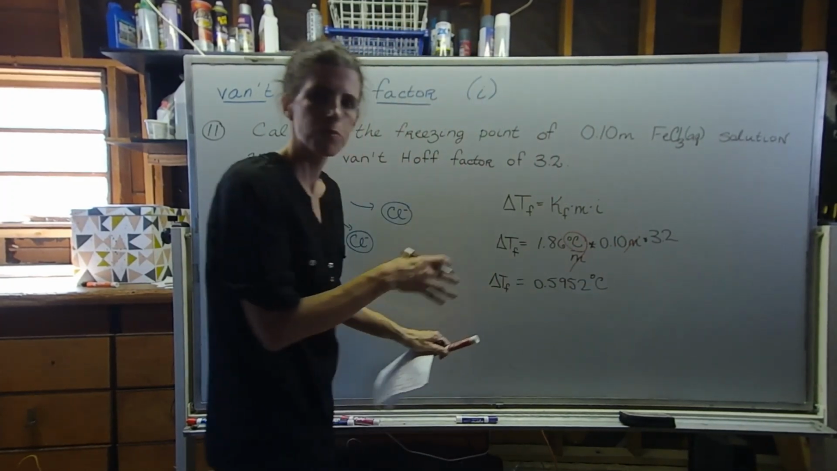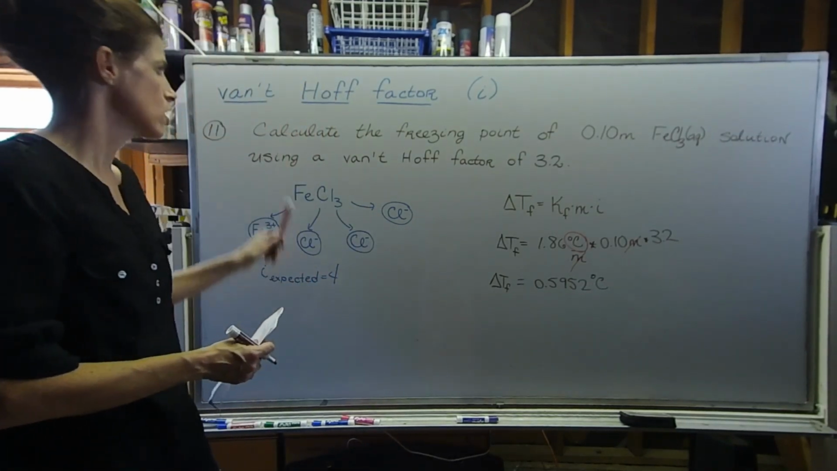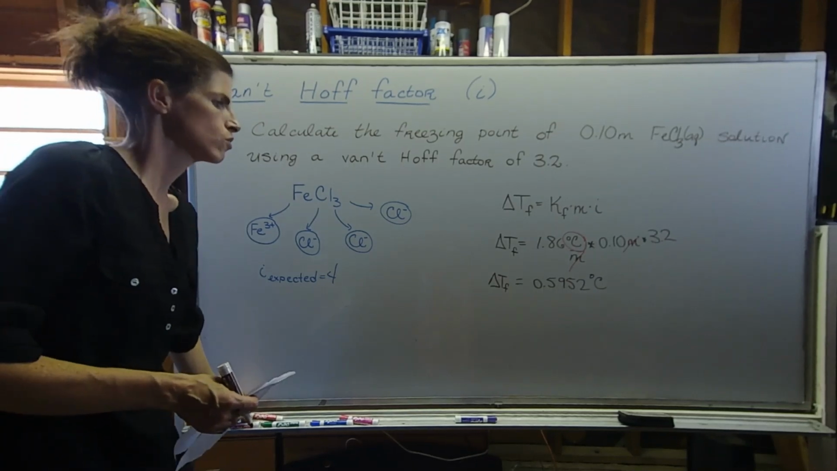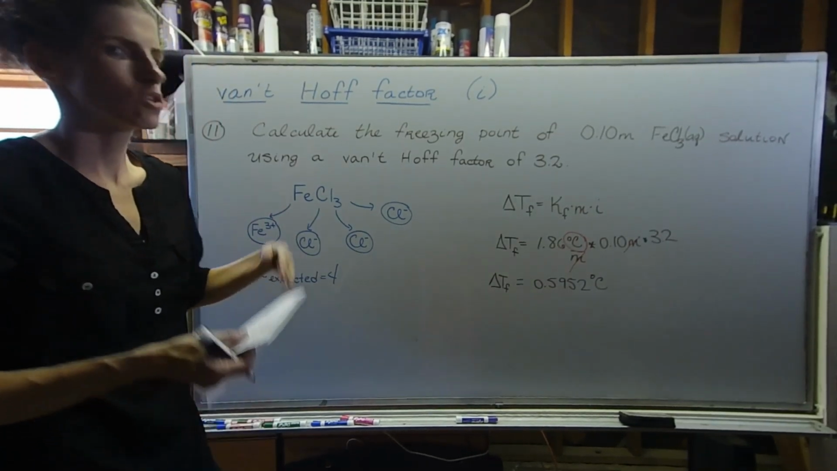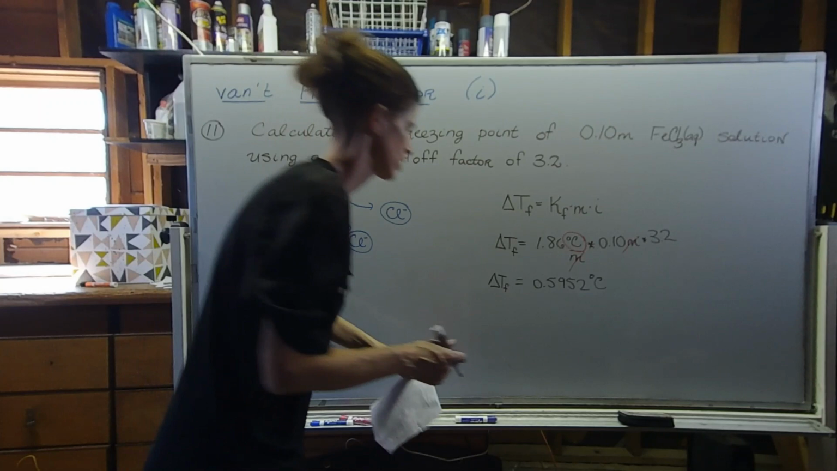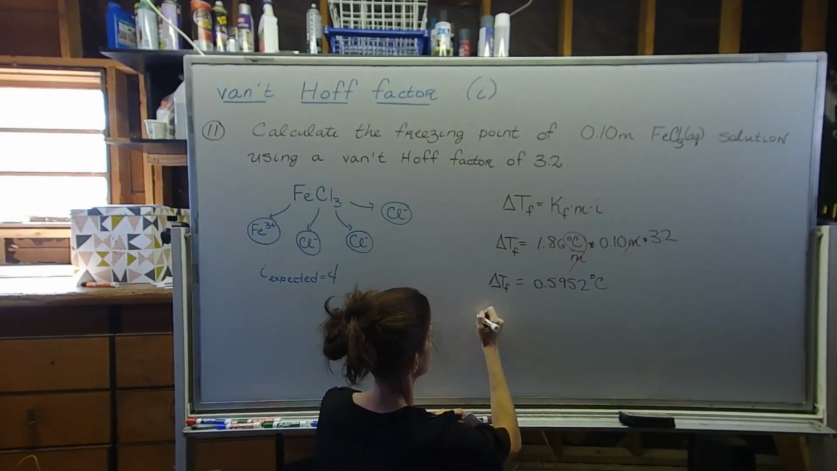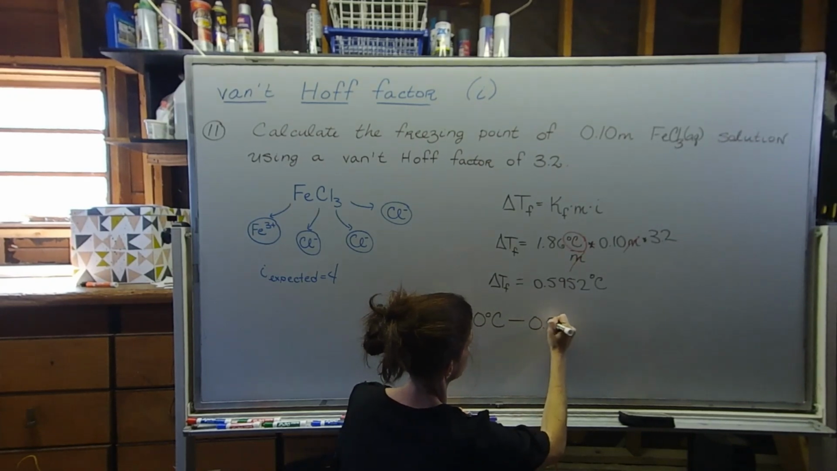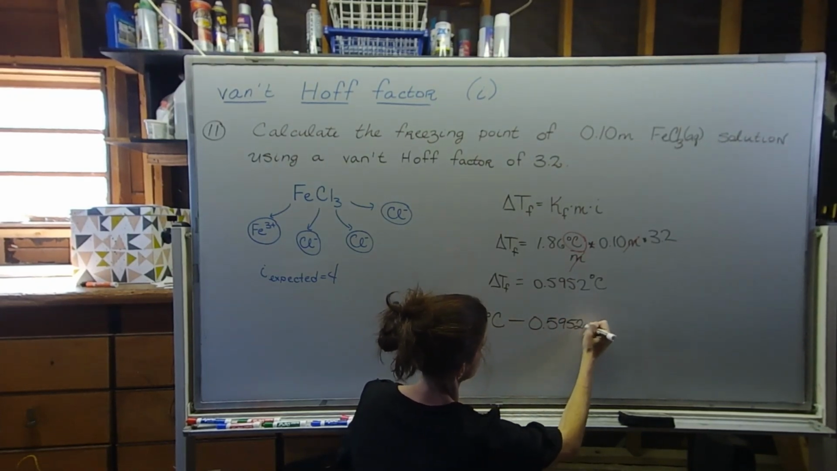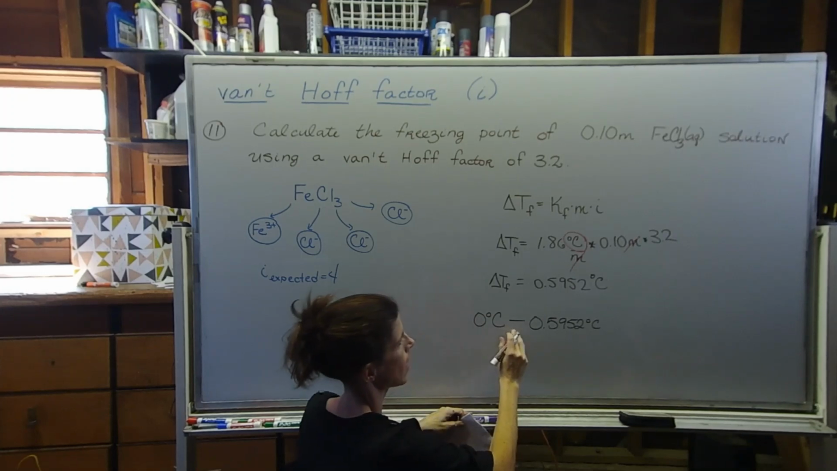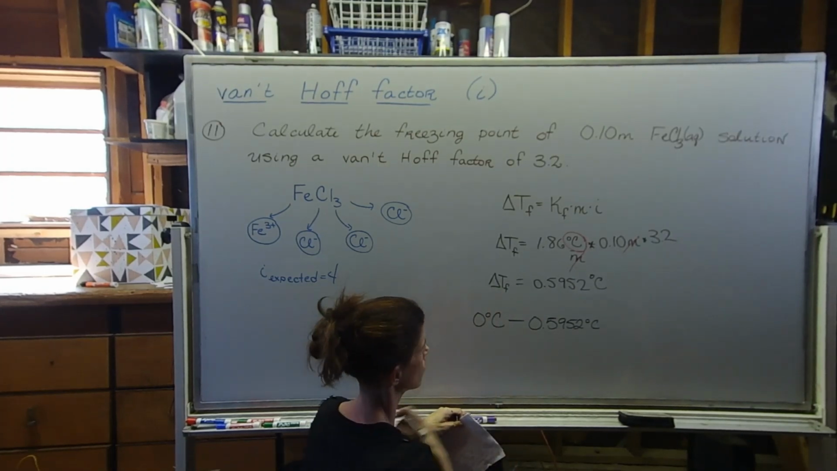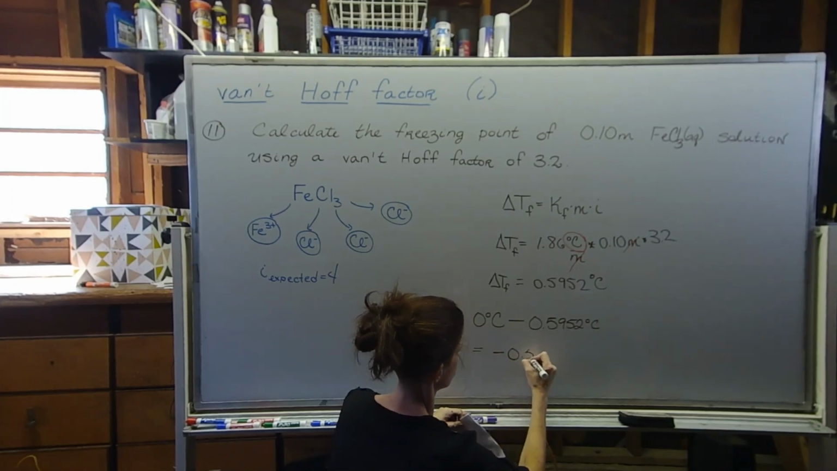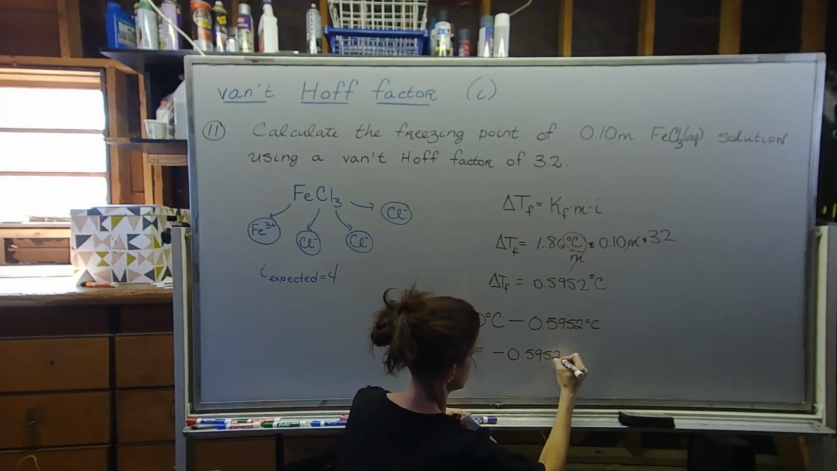Be careful on multiple choice, that's not your final answer. They asked us to actually calculate the freezing point. So you always start with the pure, unadulterated freezing point. Since this is water, we're going to do 0 degrees Celsius minus 0.5952. So your pure one minus your delta T f value, and then we get negative 0.5952 degrees Celsius.